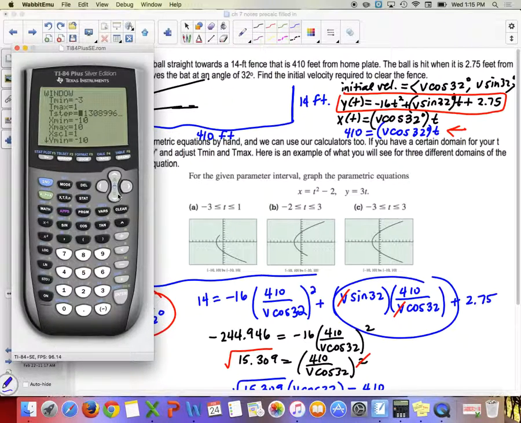I would say don't adjust your t step. Leave it like 0.13, whatever it is. That's like telling how many points to graph, basically. If you make it really, really tiny, it takes forever to graph, so we'll just leave it like that. So when we hit graph, do you see how it's only giving you that portion? Does that make sense? But if I change it to -2 to 3, it's going to give me this portion. If I change it to -3 to 3, it's going to give me that portion.